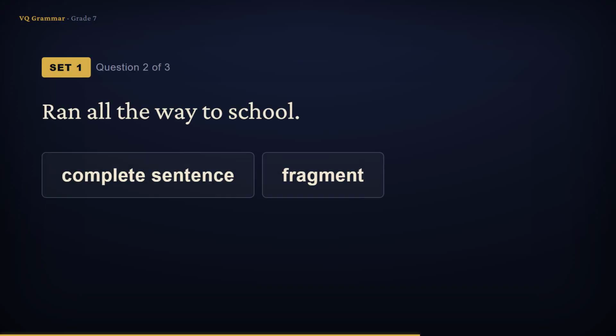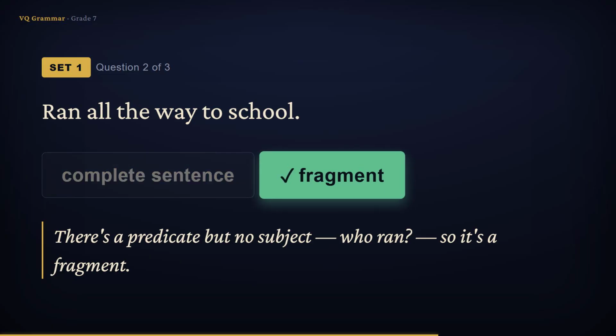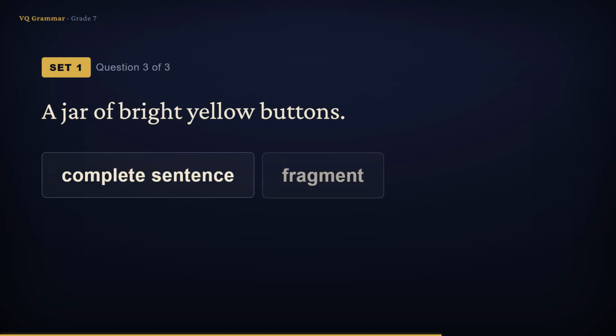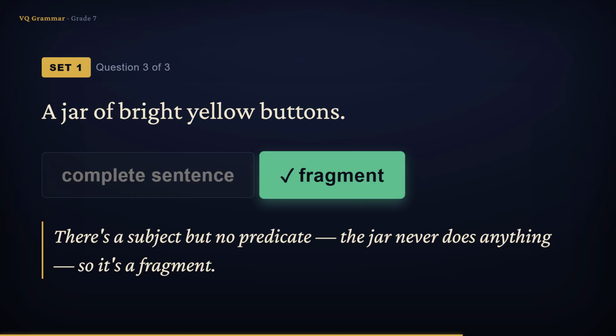Ran all the way to school. Test it. There is a predicate, ran all the way to school. But who ran? There is no subject anywhere. Since a piece is missing, this one is a fragment. A jar of bright yellow buttons. Test it. We have a subject, the jar, but what does the jar do? Nothing is happening. There is no predicate. With no predicate, the thought isn't complete, so this one is a fragment.